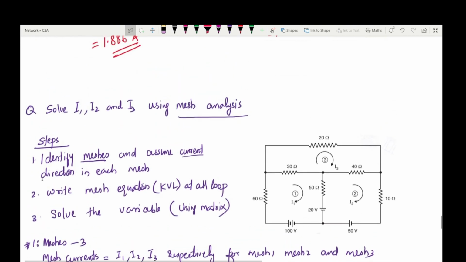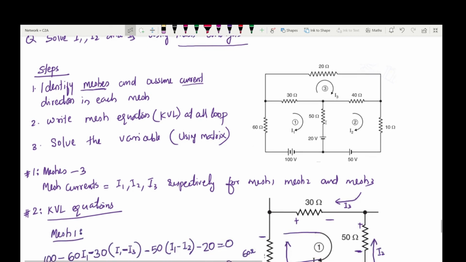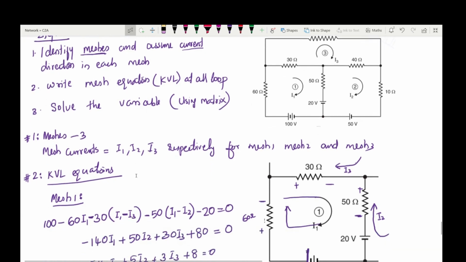So when we are considering this one, identify meshes. How many meshes are there? There are 3 meshes. And what are the loop currents you need to find out? I1, I2 and I3 are the 3 loop currents you need to calculate. Okay, then let's take mesh 1 for writing the KVL equation.